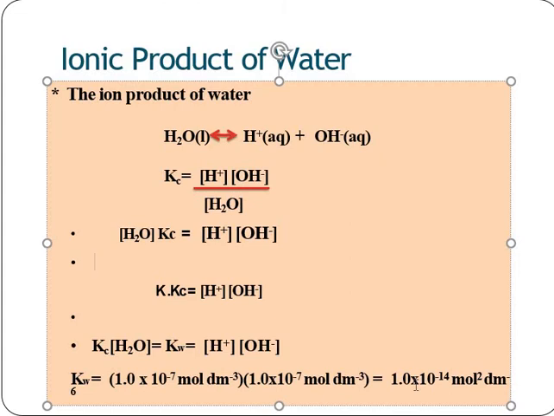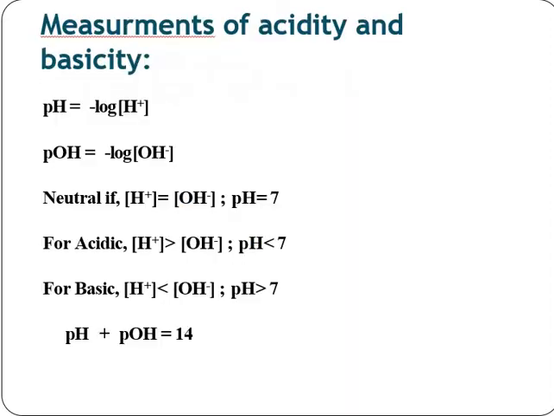By using this equation, we can also prove that pH plus pOH is equal to 14 in the next slide. But before explaining pH and pOH, I will first explain the measurement of acidity and basicity using the pH scale. pH is defined as the negative logarithm to the base 10 of the concentration of H plus ions, and pOH is defined as the negative logarithm to the base 10 of the concentration of OH minus ions.